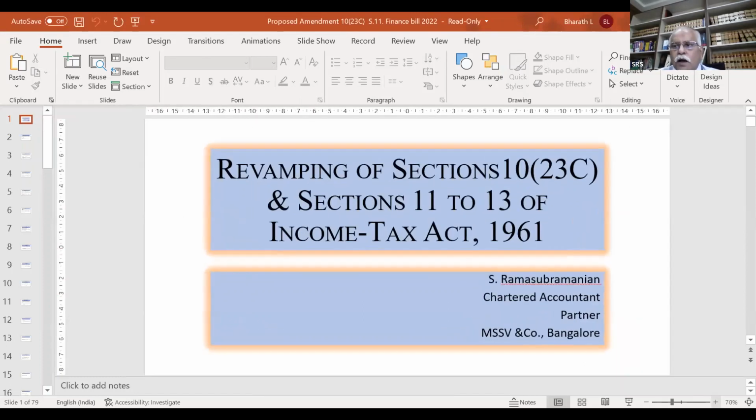As you are aware, the provisions relating to charitable trusts and Section 10(23C) institutions, especially those which are enjoying exemption under subclauses 4, 5, 6, and 6A of Section 10(23C), have been in the eye of the government for a thorough review, because the government feels that many of the institutions are misusing the exemption given to them, and day by day they want to tighten the control over these institutions.